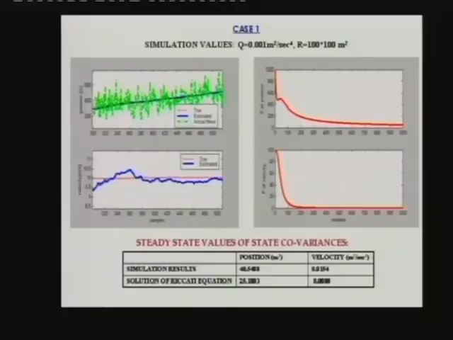All right. So now let's see the next one. This is my standard case where the values used in simulation have been used in the filter, as if the filter knows the true Q and the true R of the data, right?